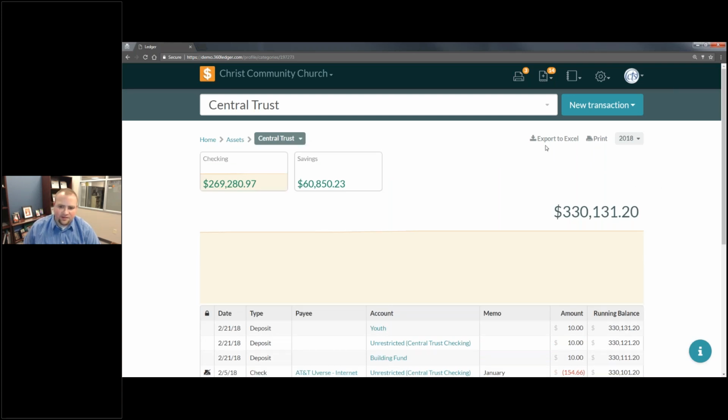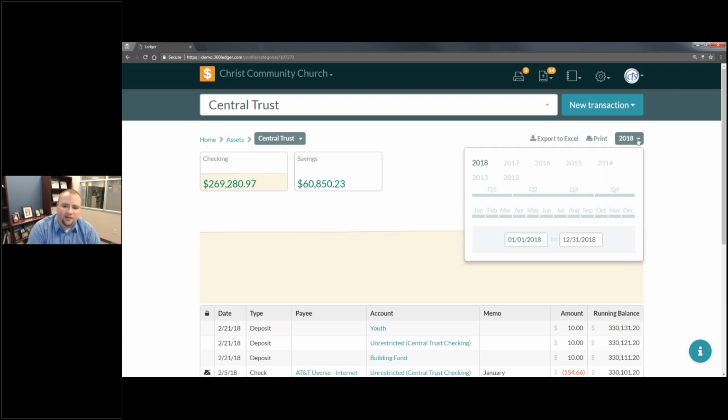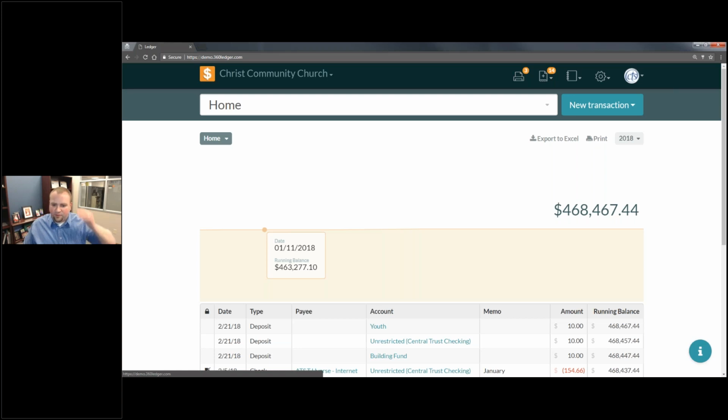Every page will have this export to Excel, where you can download an Excel file, and a print button. And lastly, over here, you have your date selector. There are some predetermined dates like years or quarters or months, or you can set your date range, and that's at the bottom. So whatever works best for you. For right now, we're going to 2018 year. So that's pretty standard across the board. Now, what you have below here may change depending on what view you're on.